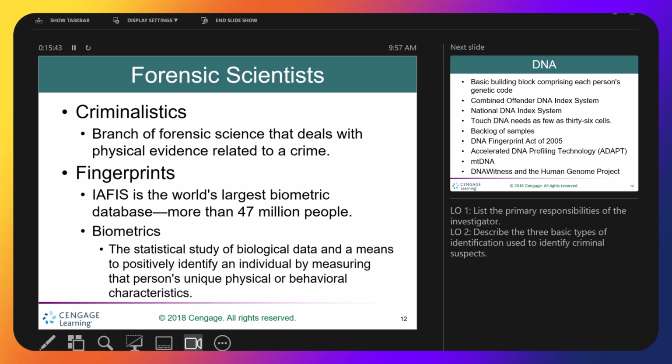Biometrics, the statistical study of biological data and the means of positively identifying an individual by measuring a person's unique physical and behavioral characteristics. So this is when you're looking at the biological data of the individual. We look at things like the physical type, their stature, their structure, all types of things.